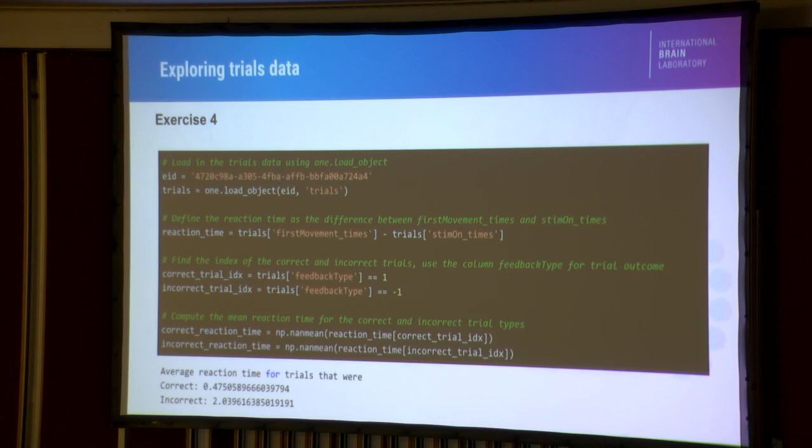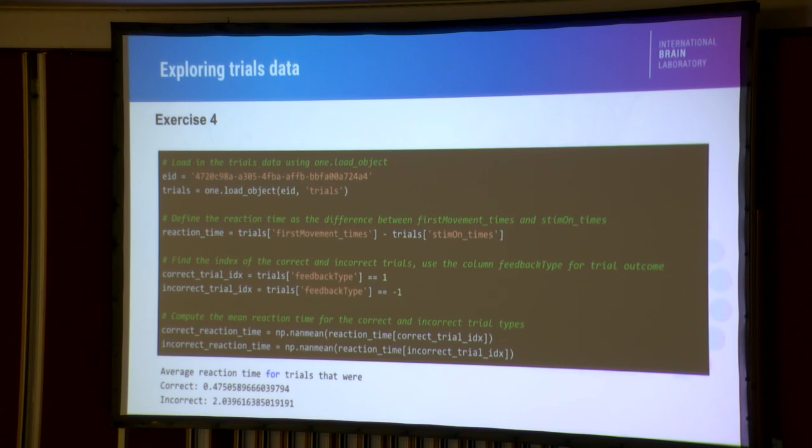And then we pass those trial indices into our reaction time variable, and we do an average to get the average reaction time for either correct or incorrect trials. And here you can see that it's more than double for incorrect trials versus correct trials.